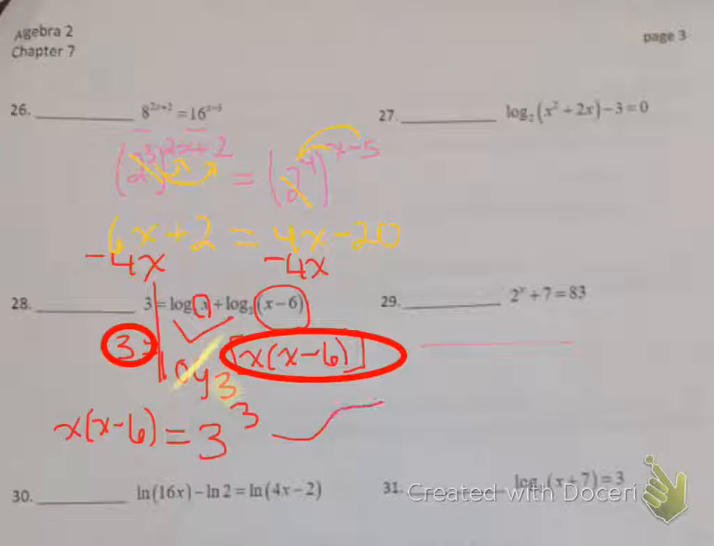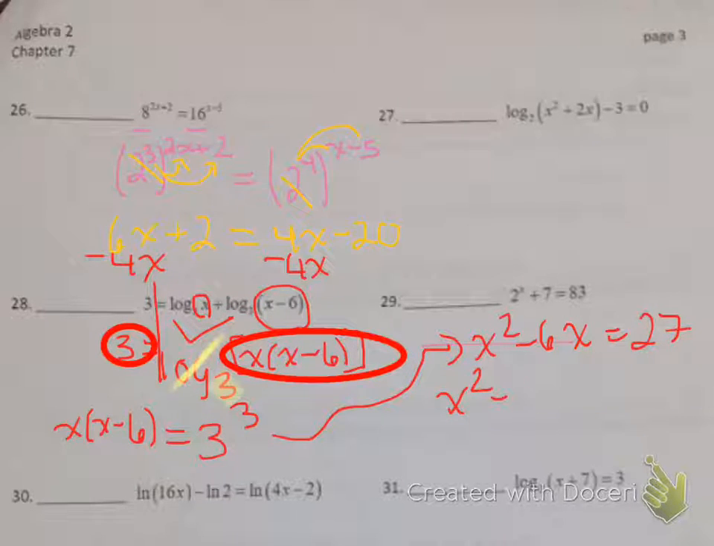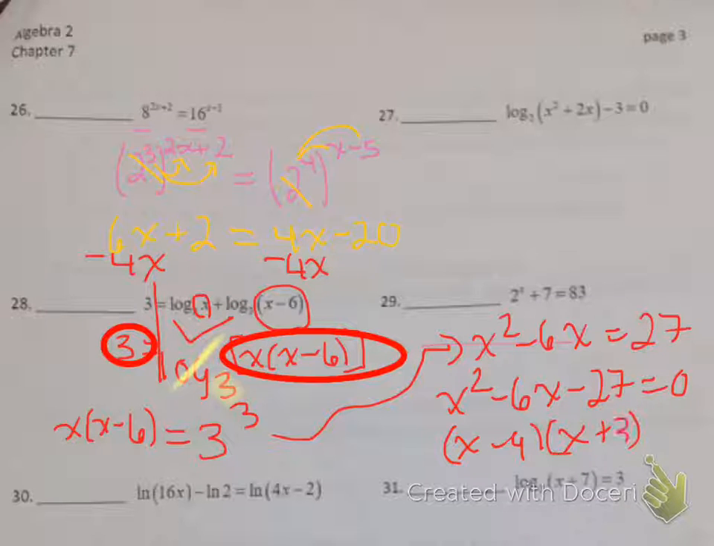I'm going to scooch over here. X times x minus 6 is x squared minus 6x is equal to 27. I have a quadratic, so I need to set this equal to 0. X squared minus 6x minus 27 is equal to 0. And now I can factor this. X times x, negative 9, plus 3. I can set these equal to 0 and solve for x. I'll let you figure that out. Make sure you check your answers or check your solutions since you do get 2 answers.